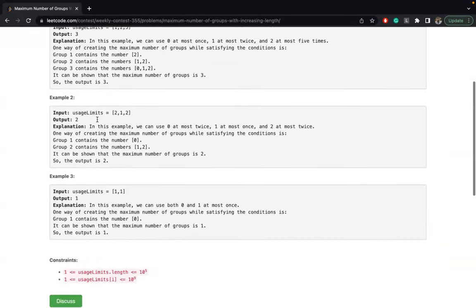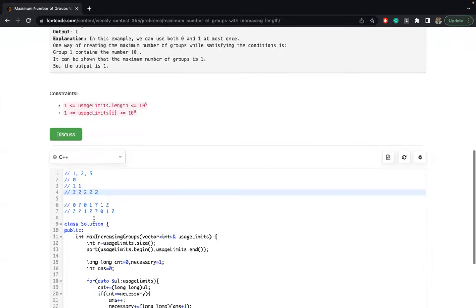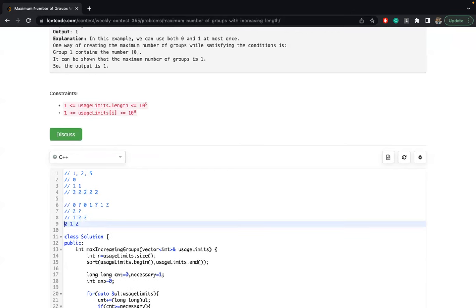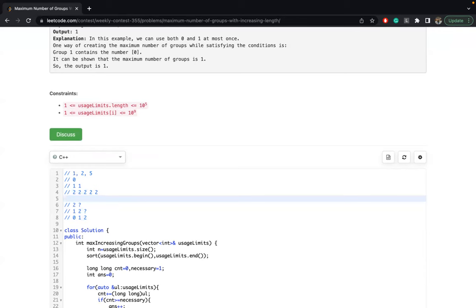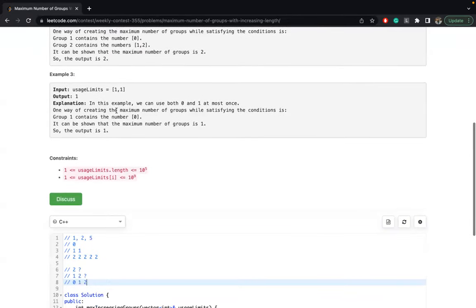Am I correct? Okay, then you can use 2 1 2. For 2 1 2, let's keep it as something like that. Yeah, so this is the optimal one. I think you have understood the question.